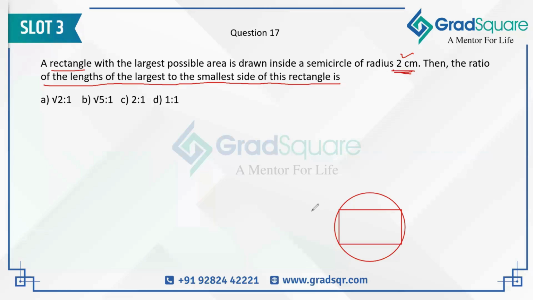So if this has to be a square, then this has to be a side A and this has to be a side A. It has to be the same side. That is only when it is a square.